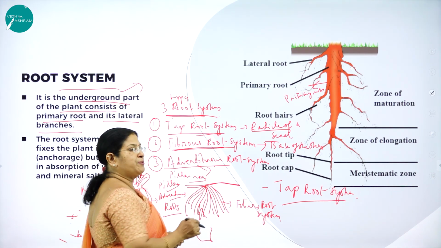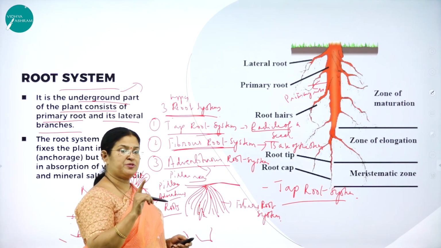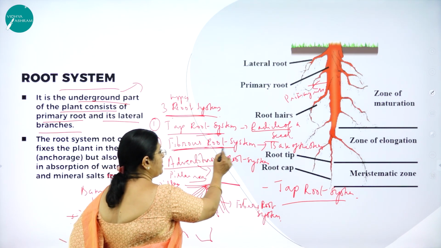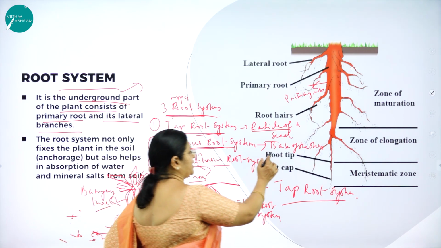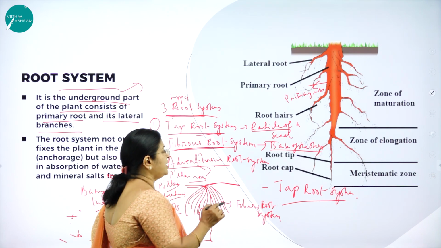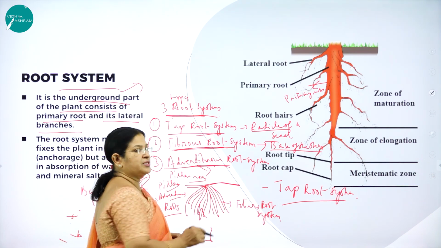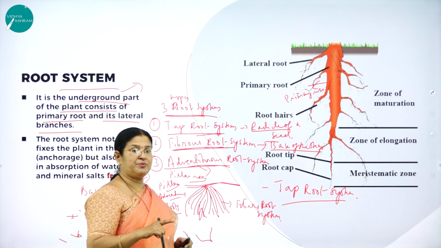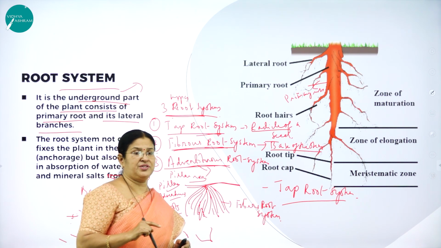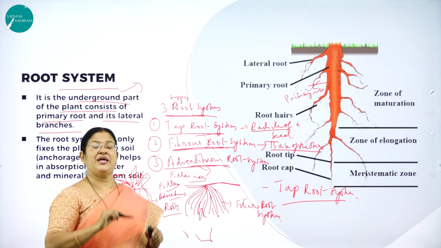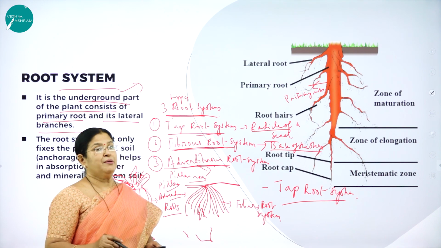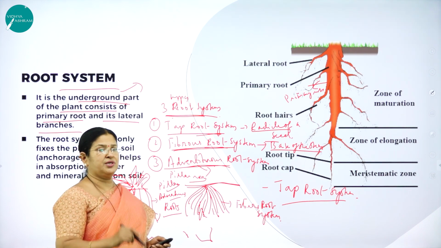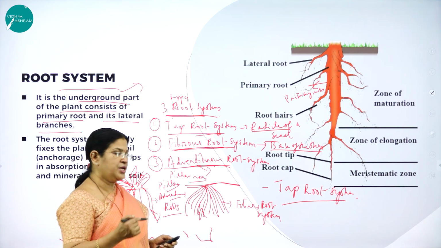So what is a taproot system? A taproot system always develops from the radicle of a seed. A fibrous root system always develops from the base of the stem. And an adventitious root system develops neither from the radicle nor from the base of the stem. If it develops from any other part of a plant body, may it be the branches, such roots are called what? Adventitious roots.